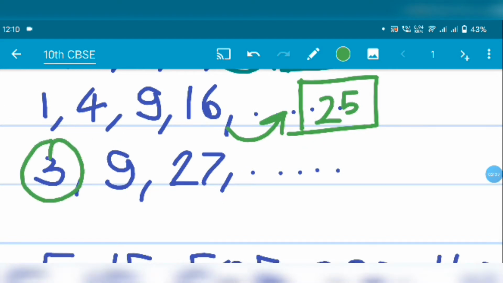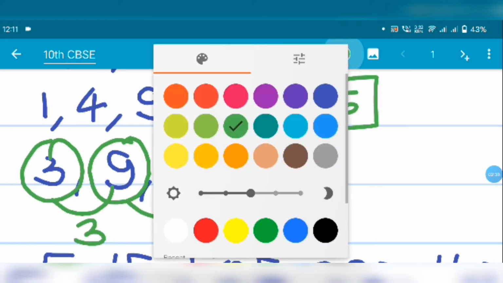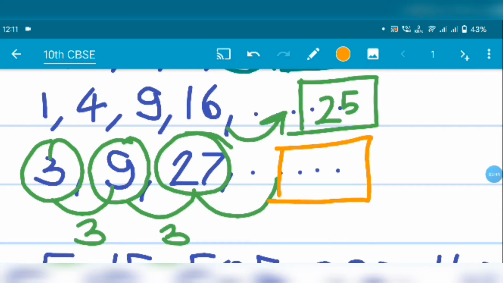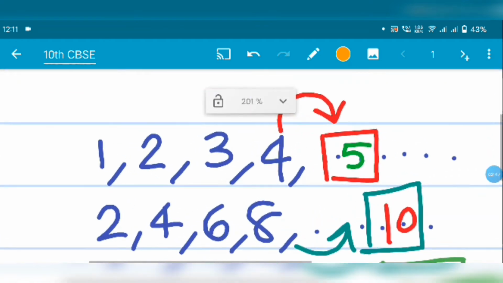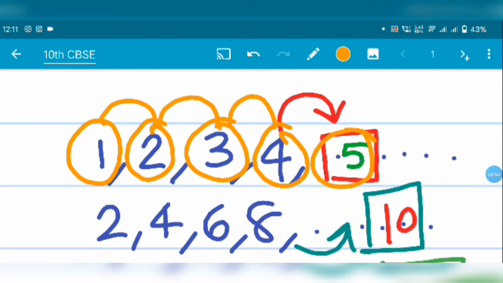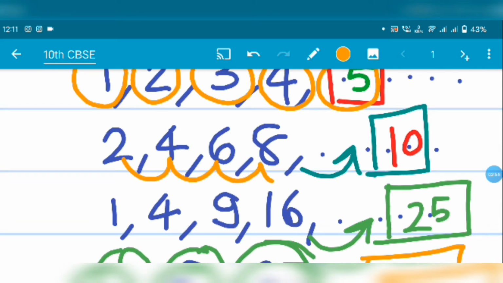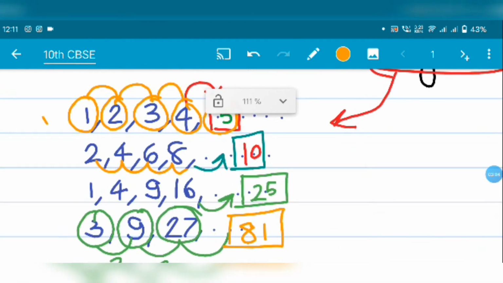If we talk about this one, there's 3, next to that 9, next to that 27. It is nothing but multiples of 3, right? 3 times 3 is 9, 9 times 3 is 27, and 27 times 3 gives us 81. What we have done is very simple. After 1 we have 2, 3, 4, then we have written 5. Why? Because 1 is increasing each time. In the same manner, in the other series 2 is increasing each time. In a similar manner, it is very simple to write the next number in these four cases, right?